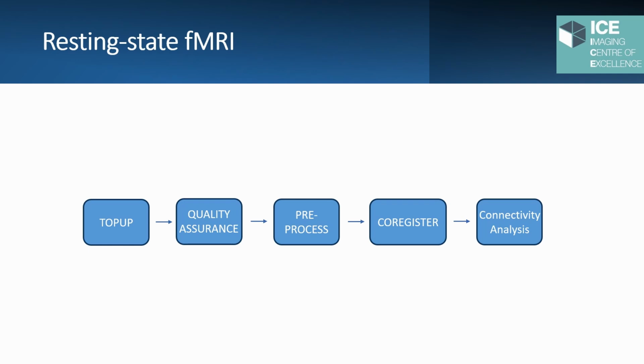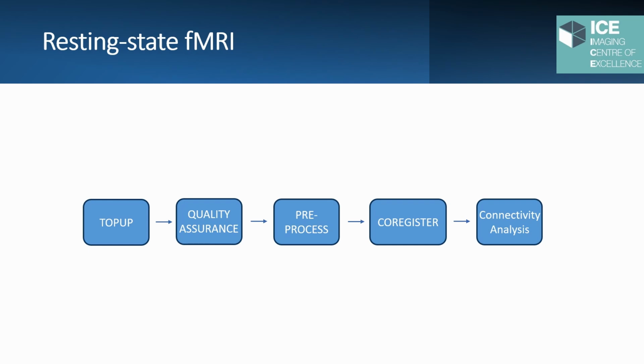So next we'll look at the workflow and functions for doing resting state fMRI. This schematic is showing a sort of workflow we might want to implement for doing resting state. We'd start again by doing top up to correct for field distortions within our images. Again, we'd do some quality assurance. We would do resting state specific pre-processing, register our bold images to our anatomy, and then we're ready to do some analysis. Here it's connectivity analysis.